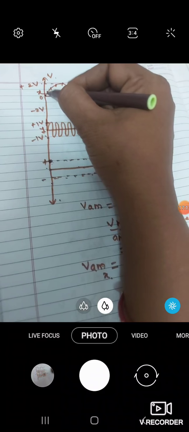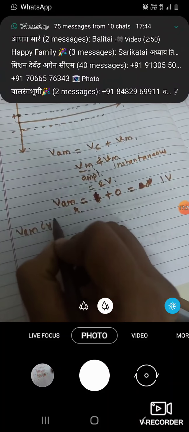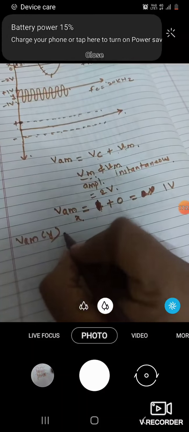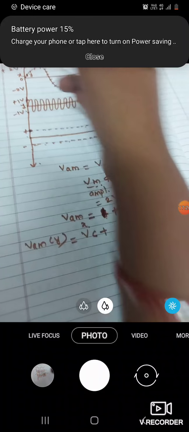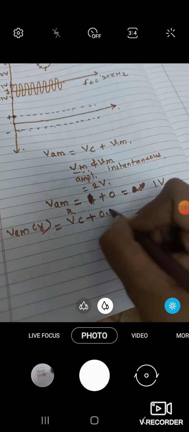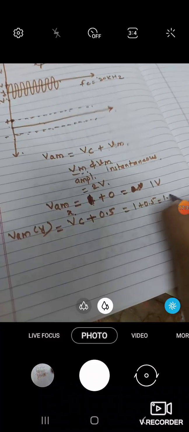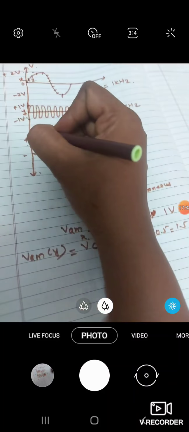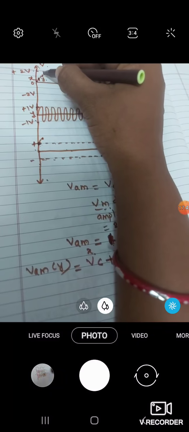Then for this particular point, let us say this is point Y. So how will you calculate the value of VAM at point Y? VAM at point Y is again given by Vc plus the voltage at point Y. So what is the voltage at point Y? It is 0.5. So it is equal to 1 plus 0.5, which is equal to 1.5 volt. So let us say it is here 1.5 volt. Next, consider points X, Y, Z.